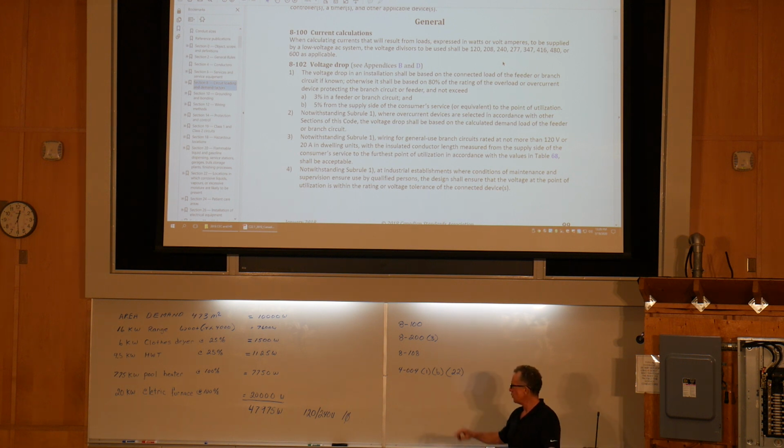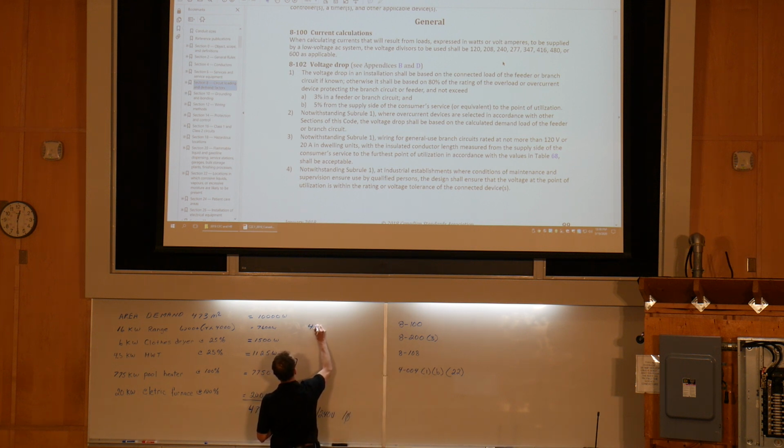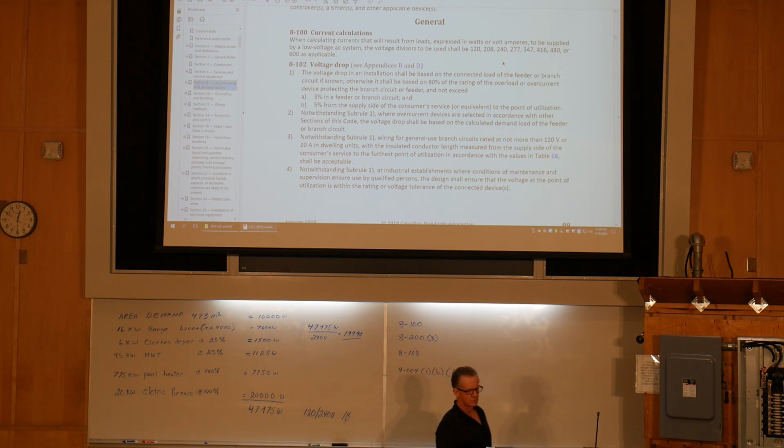All right, so we'll take the 47,975 watts, divide it by our 240 volts, and that will give us our minimum ampere rating. There we come out with 199.9 amps.